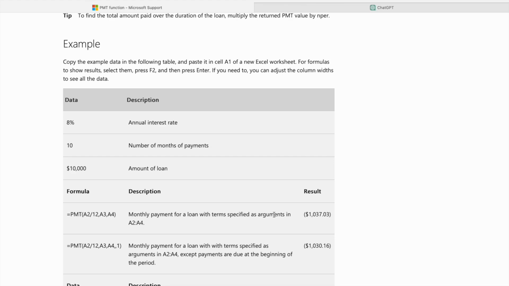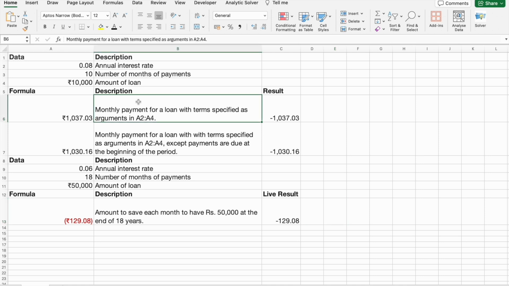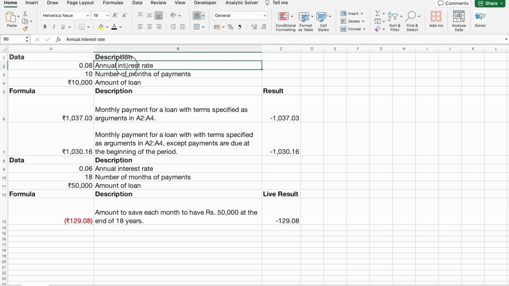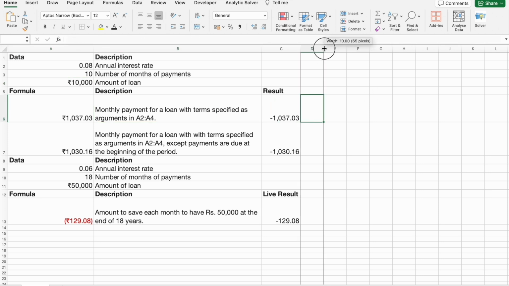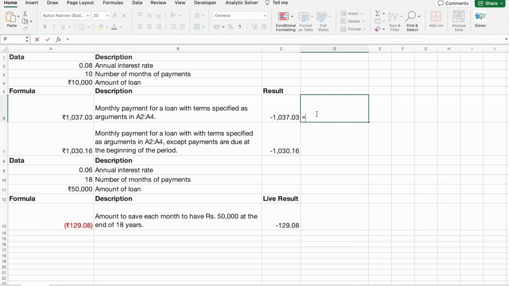Now, back to the topic. So, first of all, let's solve this problem. Here we are going to calculate the monthly payment for a loan with these things. First of all, we have annual interest rate, which is 8%. Then we have number of months of payments, which is 10. Then we have the amount, which we took, which is 10,000. So I'm going to calculate the monthly payment for a loan here.